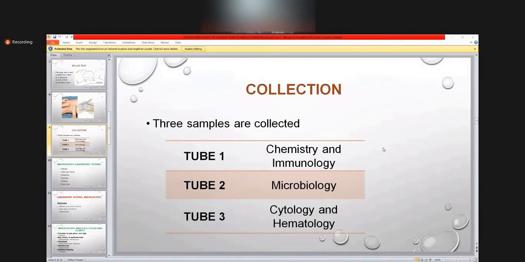Okay, we will check the microbiology. It means we check whether any bacteria or any microbe is present, so we will send it for culture and sensitivity. Then in tube 3 we will check for the cytology and hematology. What is cytology and hematology? We will check the WBCs and RBCs and platelets and so on. Okay, so we collect the sample in 3 tubes.